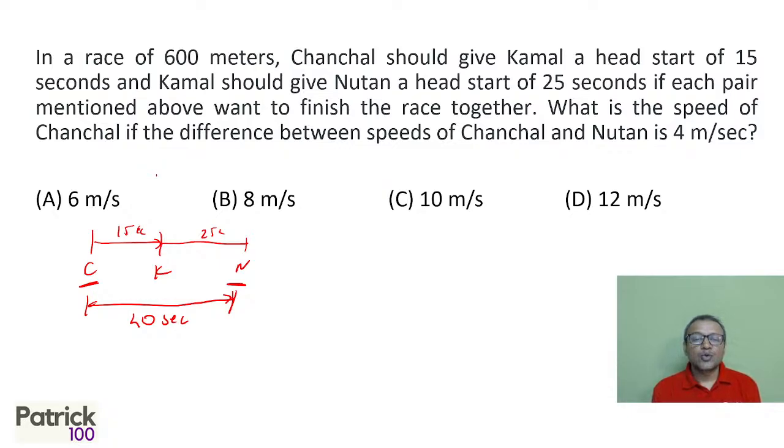I repeat here, Newton is 25 seconds ahead of Kamal and Kamal is 15 seconds ahead of Chanchal, which means Newton is 40 seconds ahead of Chanchal. The difference in time is 40 seconds.